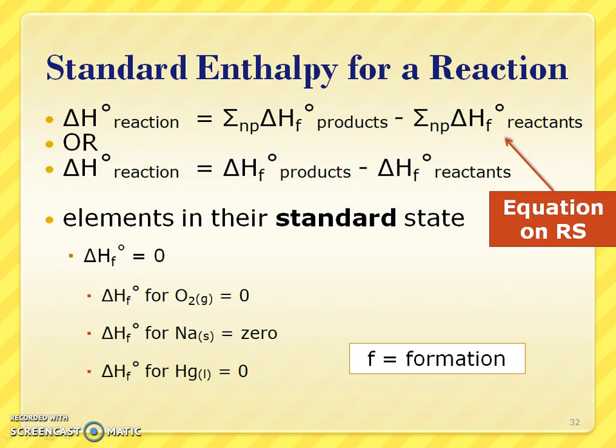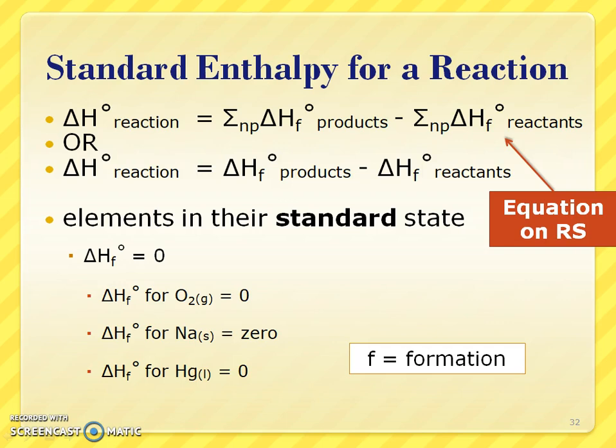So standard enthalpy of reaction, this equation is on your reference sheet. It's basically telling you that it's the delta H formation of the product values minus the delta H formation of the reactant values. And remember, this n, I know it looks kind of goofy, but remember those are the moles. We always want to multiply by the moles, our coefficients.